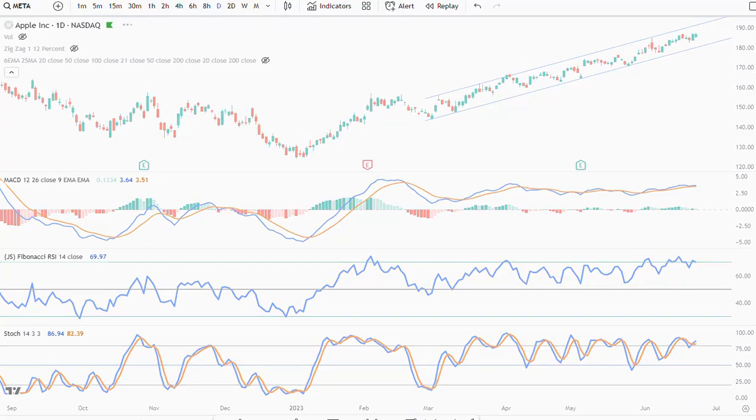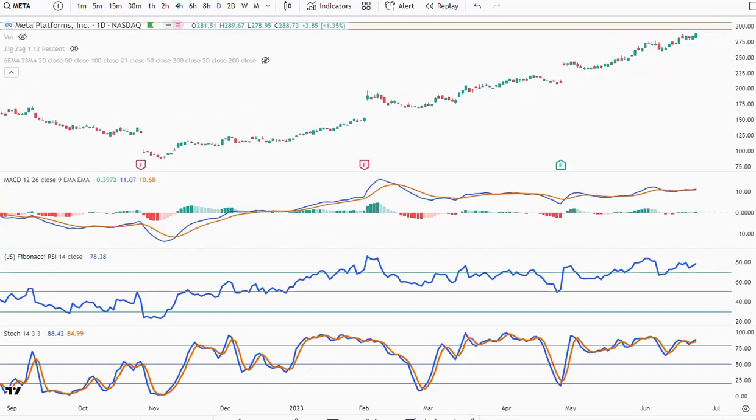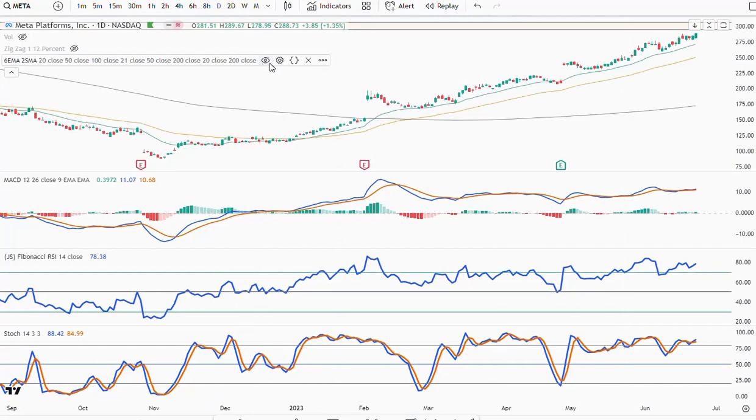Next, let's look at Meta. Meta to me looks similar to Tesla. Nice looking uptrend. If I bring in the moving averages, you can see that it's been moving nicely higher, and the moving averages are also going up. You can see that during this uptrend, it has touched the moving average, the 20 EMA, several times. It hasn't done so for a while.